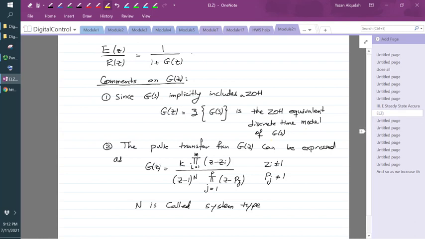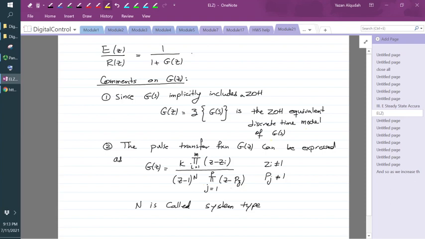Now this pulse transfer function G of Z can be expanded as the multiplication of the zero locations over the multiplication of the pole locations. So I can write G of Z that I just calculated as a constant multiplied by the product of Z minus Zi from i equal to 1 to m, over the product of Z minus Pj from j equal to 1 to p.